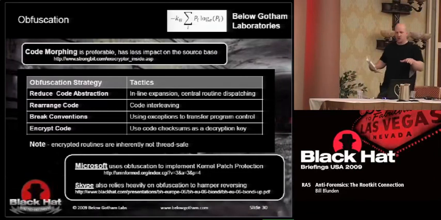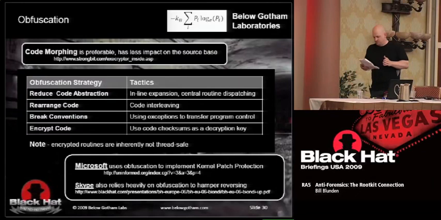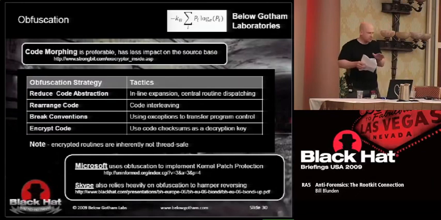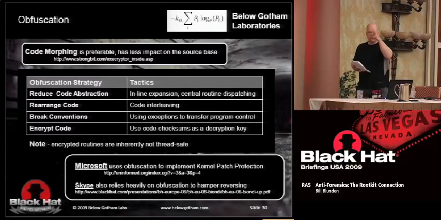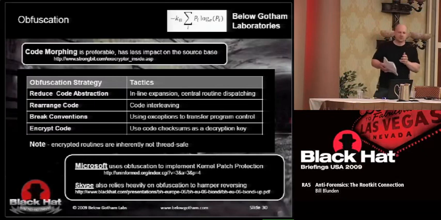In terms of obfuscation, there are tactics which basically seek to reduce code abstraction. In other words, you want to swamp the viewer with low-level details. And then there's other tactics which will increase complexity by moving code around, or by breaking well-known conventions, so that if you're reading the assembler, and most of the time you can recognize stack setups and function calls, if you break those conventions, it makes it a little bit harder for them to reverse engineer the assembler.